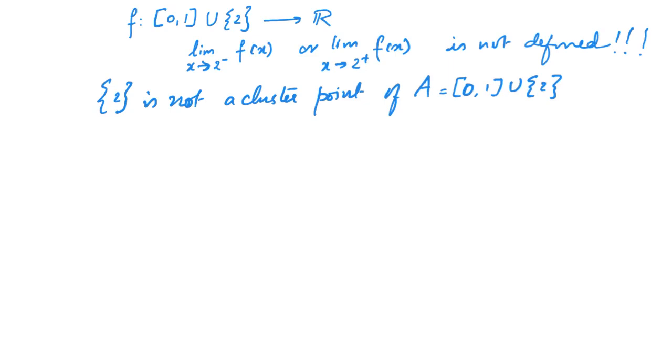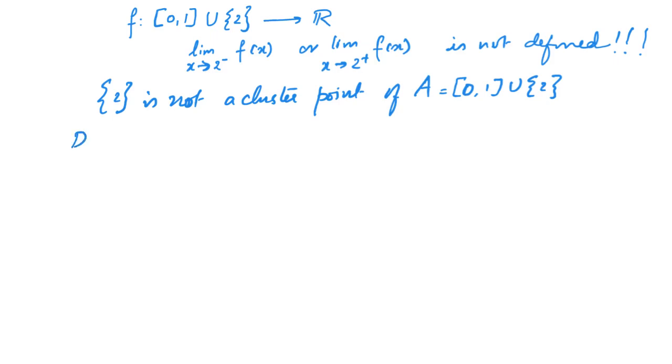Also notice that the property limit x tends to c minus f of x is equal to f of c is equal to limit x tends to c plus f of x is a property that is inherently tied with the point c. So why should we define continuity as a global property? Instead, we can define continuity as a property at c. So we define a function to be continuous at c if this condition is satisfied, and we say a function is continuous if it's continuous at every point in its domain.